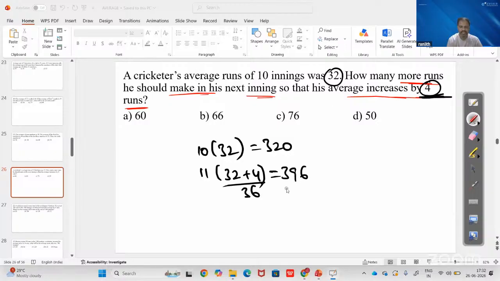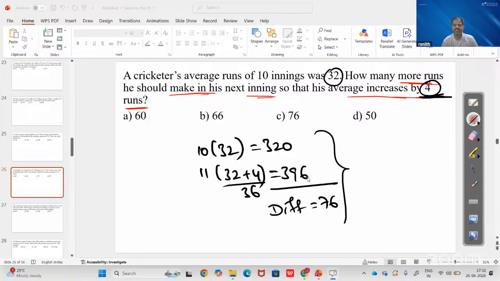Now we need to take the difference. What is the difference? Difference equal to 76. Just now we discussed the weight of the teacher question. Same concept here also, but in this statement number of innings and number of runs are given. What is the other method to solve?